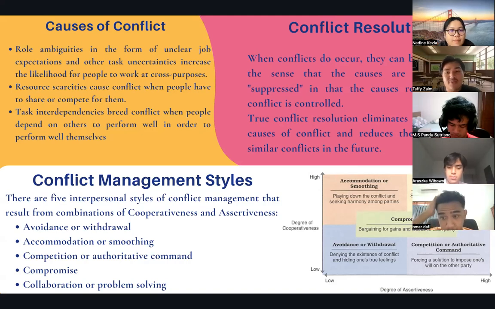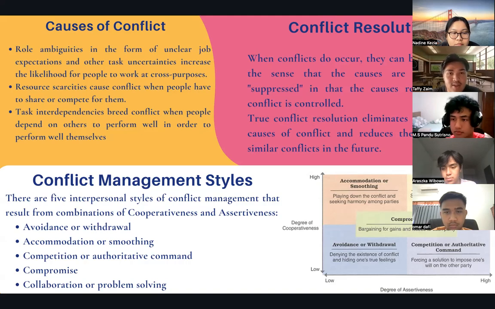And how do we resolve this? When conflicts do occur, they can be resolved in the sense that the causes are corrected or suppressed, in that the causes remain, but the conflict is controlled. True conflict resolution eliminates the underlying cause of conflict and reduces the potential for similar conflicts in the future.